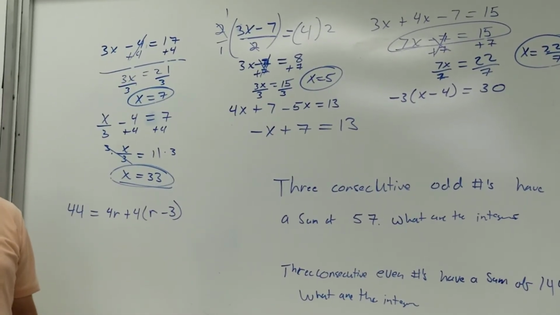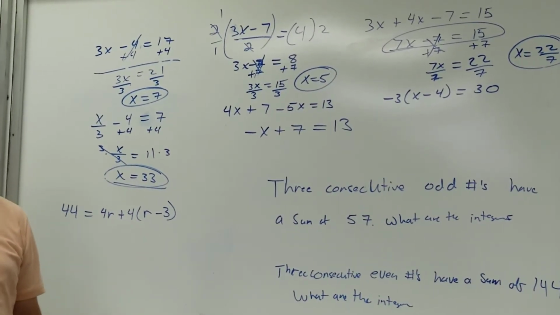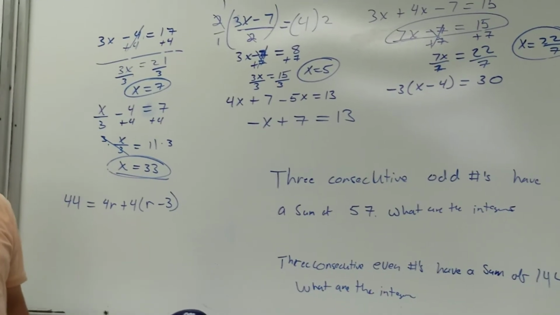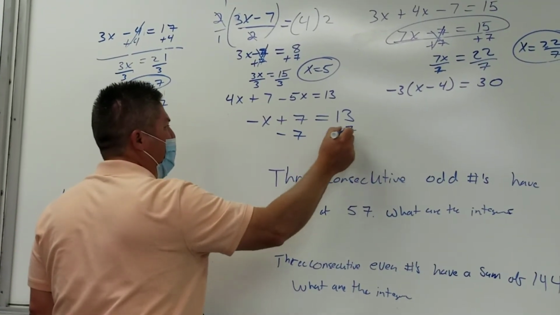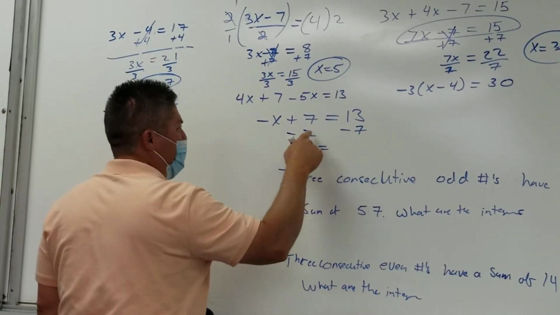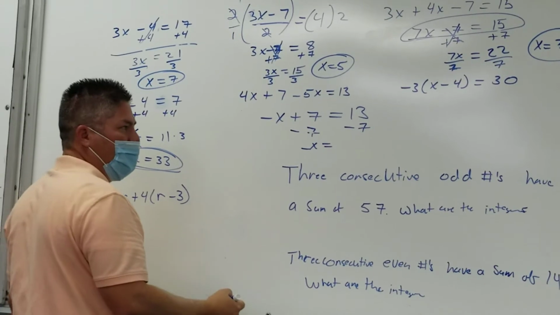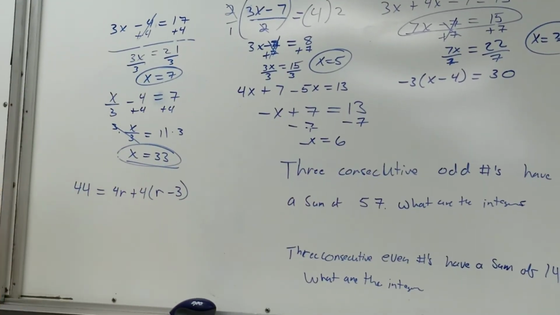Tristan, what should I do next? You gotta find out what the x is. That's what I'm trying to do. You tell me what to do to get there. Well, you gotta minus the 7. Good, minus the 7. I'm trying to get that x closer to being by itself. Negative x equals 13 minus 7, which is 6.